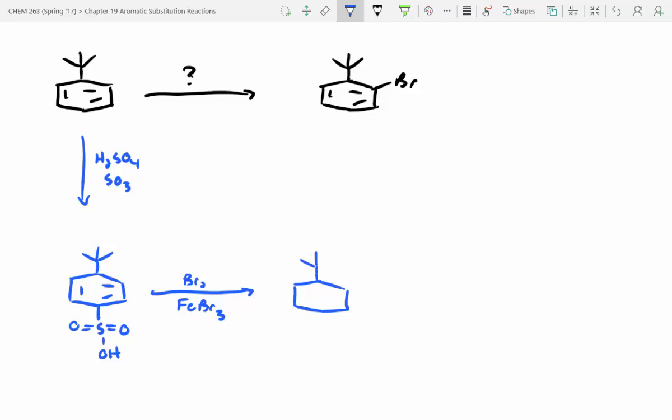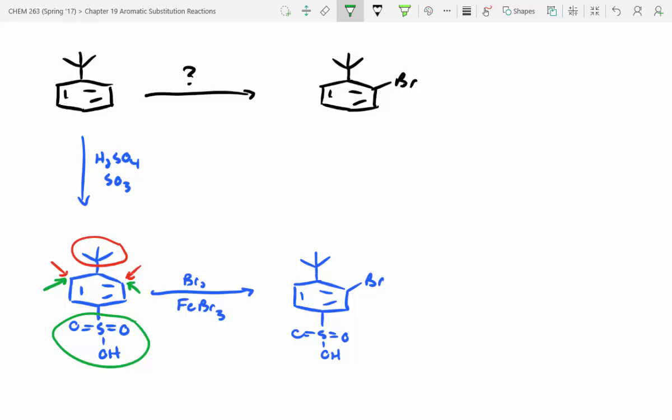And this is nice for a couple reasons. So let me finish drawing this out. If we look at this top group up here, we know that it's an ortho-para director, which means it's going to favor these positions. And then if we look at this group down here, our sulfonic acid, is that ortho-para or meta director? Meta, which doubly favors the carbon that we want to attack, right? So if we look at this, bromination is really going to be favorable in that position.